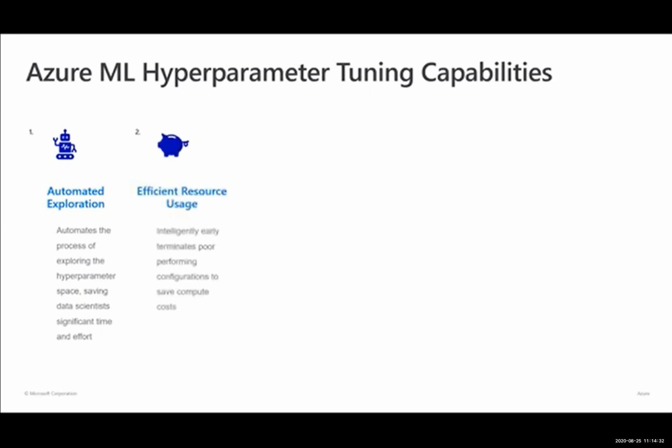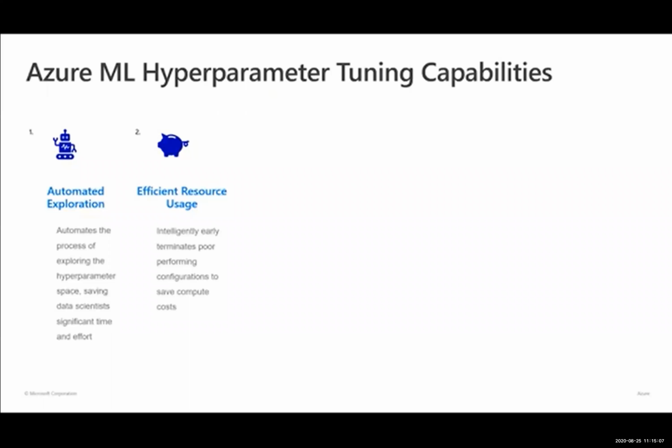Another cool feature is efficient resource usage, or what we call early termination. Meaning the system automatically monitors model performance with the different hyperparameter values, and any configurations that were resulting in poor performance are terminated. This is cool because when it terminates that run for the user, it stops consuming that compute resource. So you won't be paying unnecessarily for compute for something that was not going to do well anyway. And instead, it uses the freed up compute resources to try other configurations.